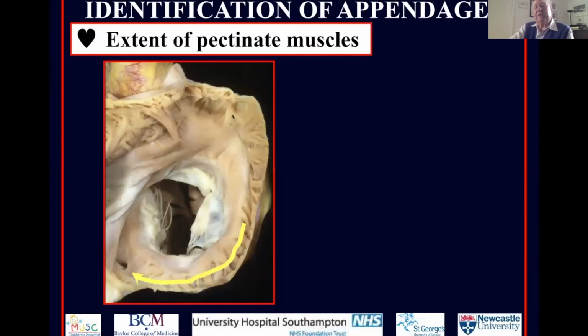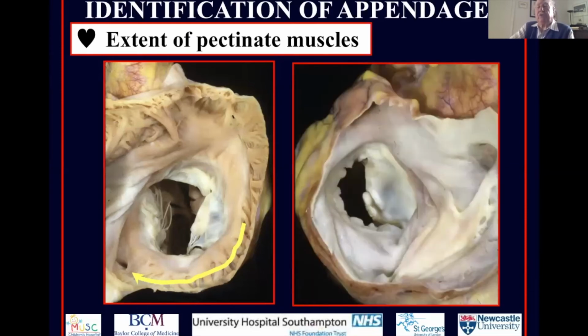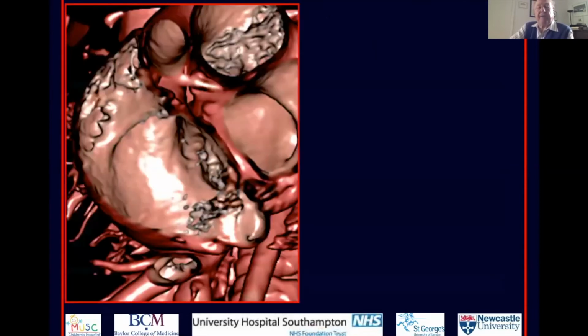Here in the heart itself, you're looking down on the tricuspid valvar orifice, and you see how the pectinate muscles extend round the junction, reach to the crux. On the left side, in contrast, the vestibule is smooth. The pectinate muscles are confined within the atrial appendage.